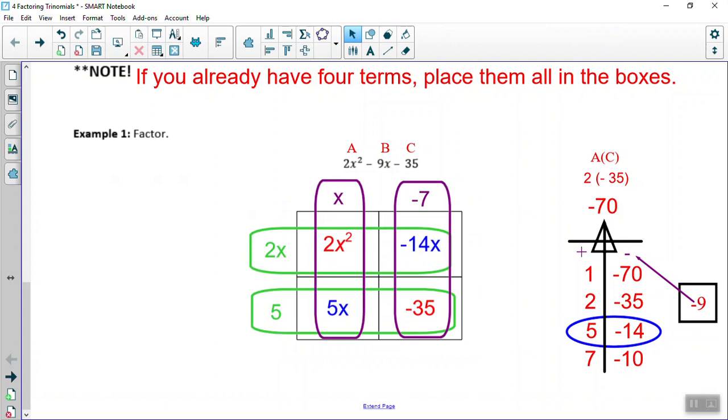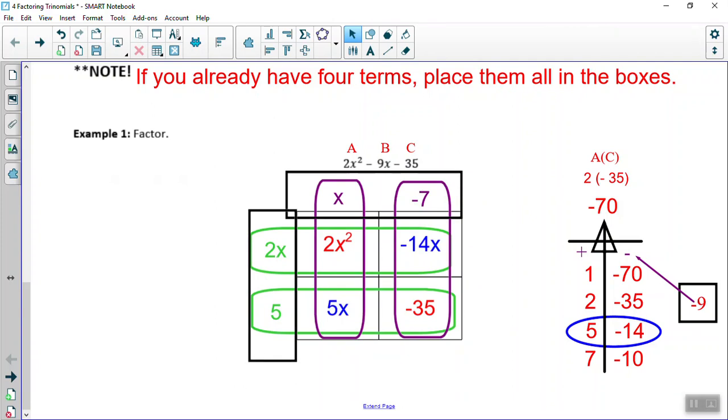This is positive, so this is positive. This is positive, so this is positive. This was positive, so this is positive. The sign of this one doesn't really matter much when we're trying to figure these out. So now, when we want to write our binomial, we are taking these two things across the top, which forms one binomial. So I have an x minus 7, and then these two here form my other binomial, my 2x plus 5. So there's my final answer. I factored it.